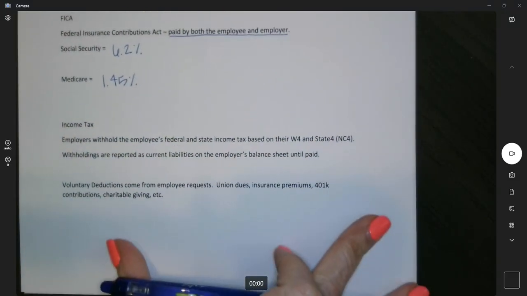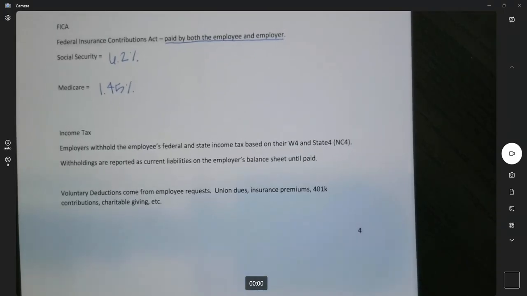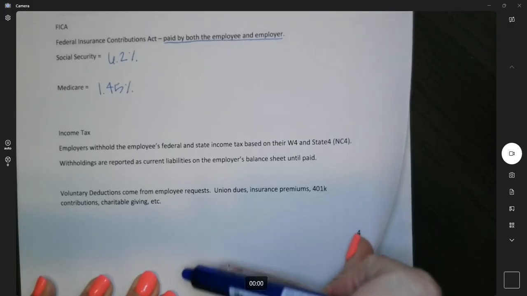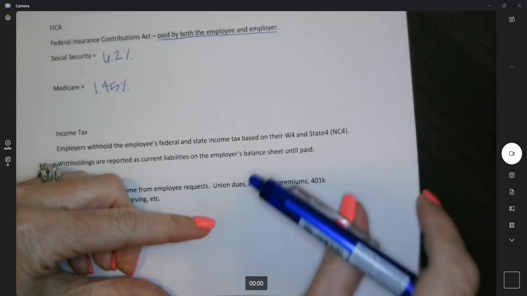Additional info on what is withheld from employees. Income tax. So employers have to withhold the employee's federal and state income tax based on their W-4 and their state 4. In our particular state, it is North Carolina, so the NC4. Withholdings are reported as current liabilities on the employer's balance sheet until they are paid. Voluntary deductions can also come from employee requests. Things like union dues, insurance premiums, 401k contributions, and charitable giving are things that you might see with this. Main things I need you to know with this.